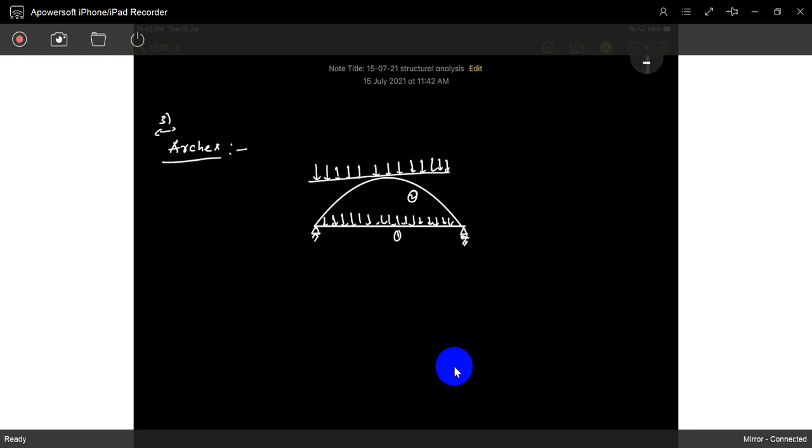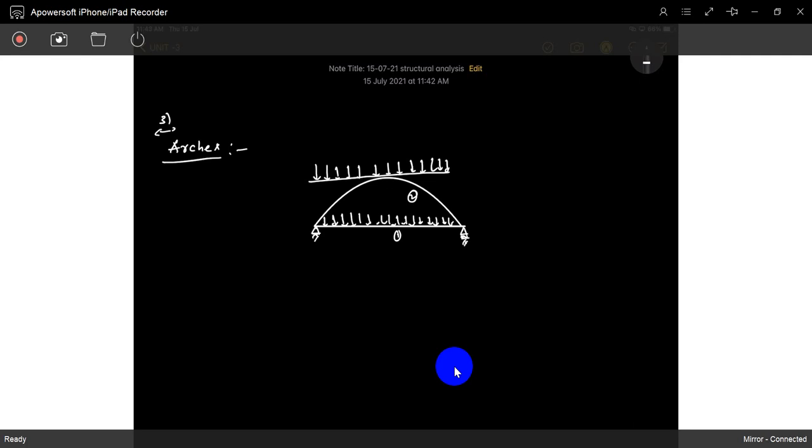So we have an advantage or not? Disadvantage. Advantage or disadvantage? So why do we need to study arches? Arches are ancient. In ancient structures they used arches. They used more arches. Why? What is the importance of arches?